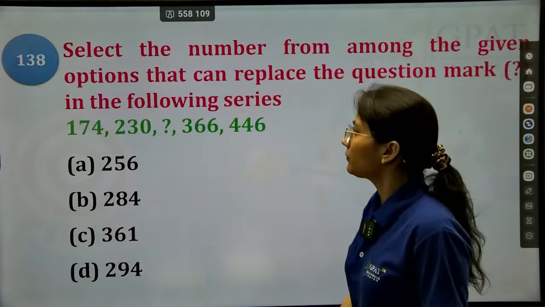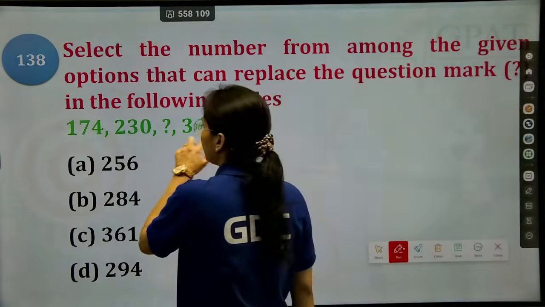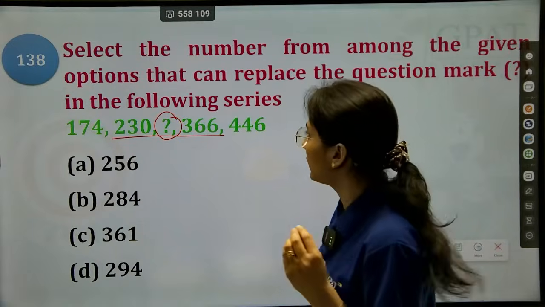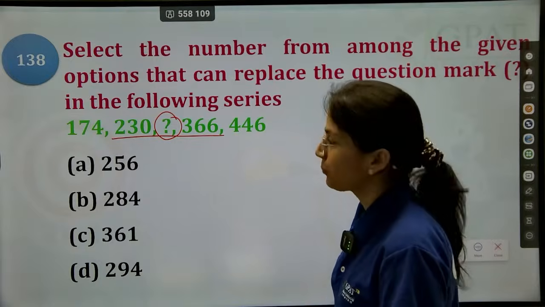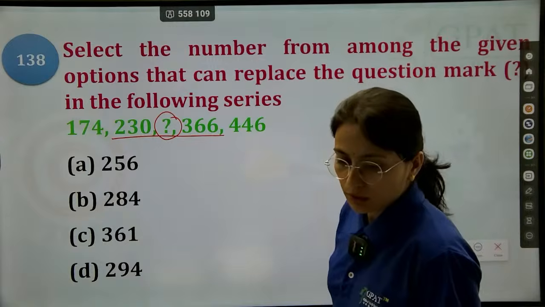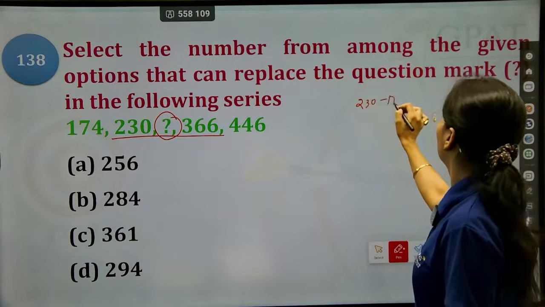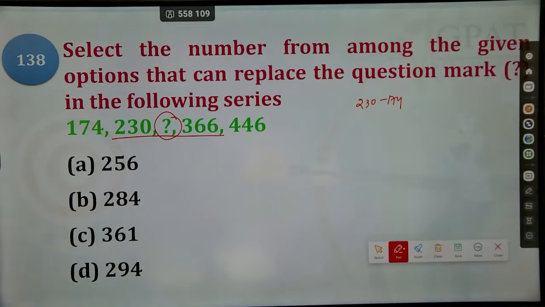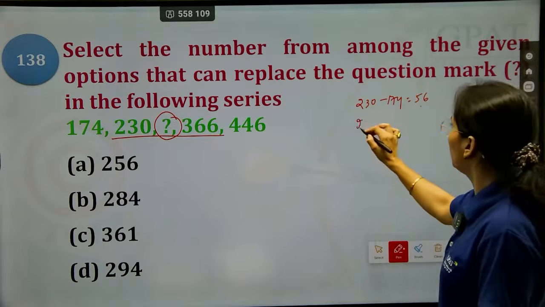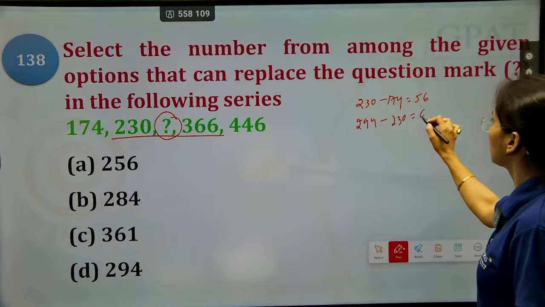Now we have to complete this series. We have to replace the question mark with a proper number. If you see 174, 230, question mark, 366, 446. So if you subtract 174 from 230, you will get 56. Similarly, when you subtract 294 minus 230, you will get 64.